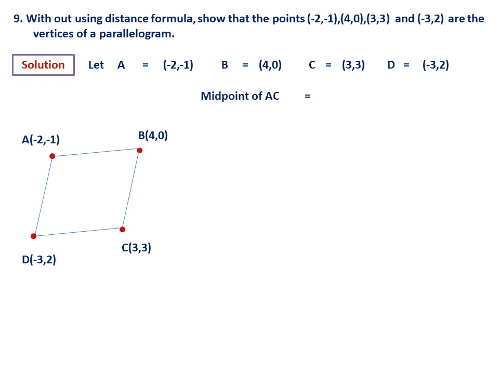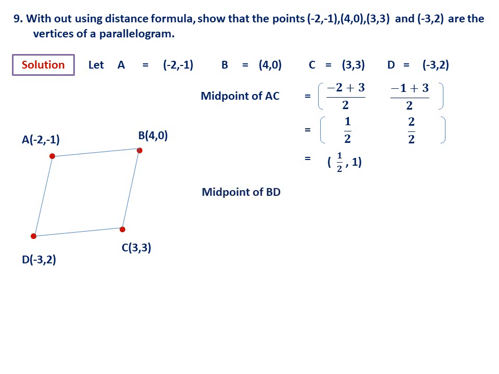That's what we do. Now midpoint of AC you calculate. So midpoint of AC, because AC is a diagonal, apply the midpoint formula, minus 2 plus 3 by 2 and minus 1 plus 3 by 2, which is 1 by 2, 2 by 2. So this is 1 by 2 and 1. So this is midpoint of AC, one diagonal. Same way you calculate midpoint of BD, the other diagonal. Same midpoint formula, 4 minus 3 by 2 and 2 plus 0 by 2. Once again it is 1 by 2, 2 by 2. So that is 1 by 2, 1.